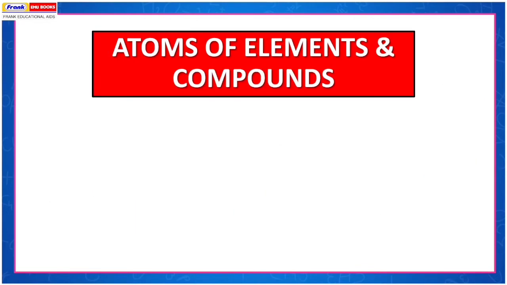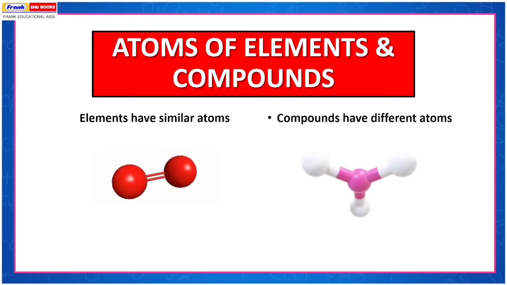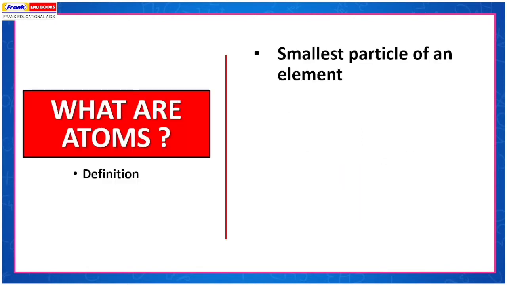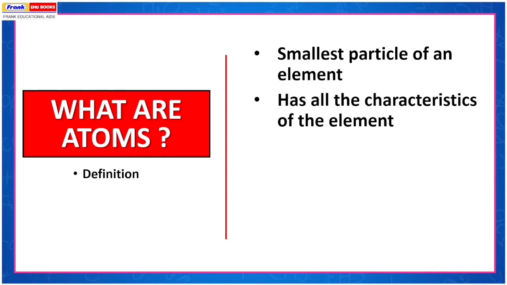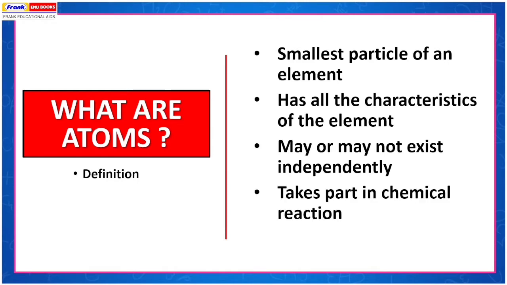Atoms of elements and compounds. Elements have similar atoms. Compounds have different atoms. What are atoms? The smallest particle of an element. It has all the characteristics of the element, may or may not exist independently, and takes part in chemical reactions.